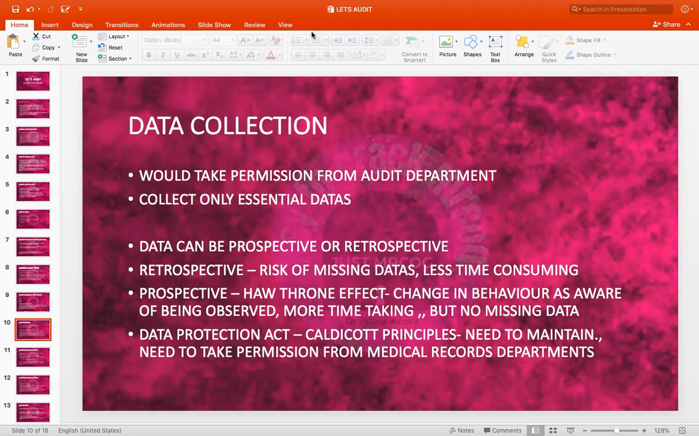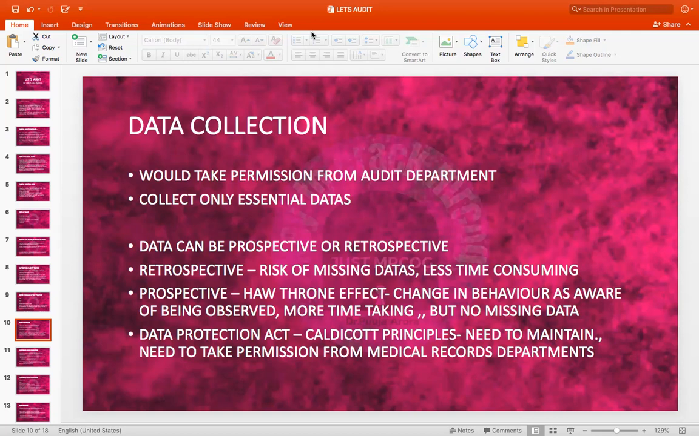So this is Hawthorne effect. But what is the advantage of prospective? There is no missing data, because for every patient who has gone for shoulder dystocia, we will immediately look into the operation notes, case notes, because audit is going on. So there won't be any missing data, but definitely there will be misleading data. There will be misleading findings, because everybody would behave very nicely. Everybody would be very well behaved, because they know that they have been observed.